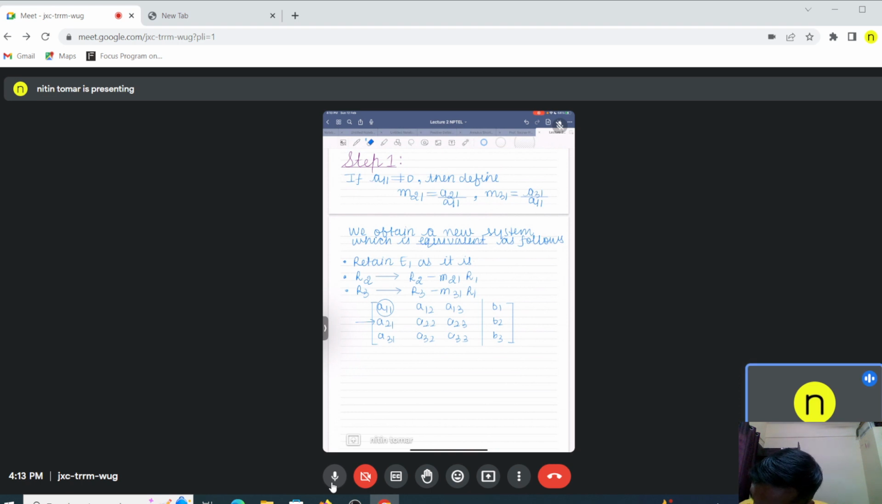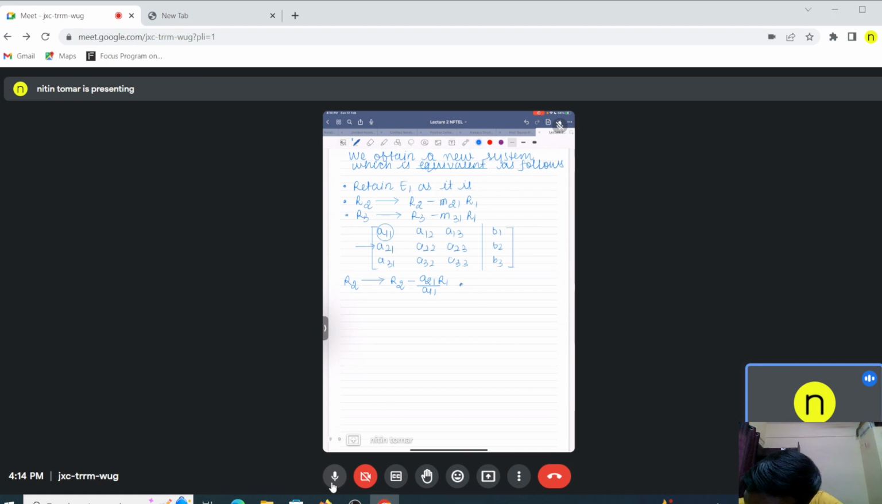So how will you do the computation if you were to make it 0? You will divide R1 by a11, correct? And then you will multiply it by a21. Am I right or wrong? So that when you subtract it, this entry will become 0. Am I correct? And similarly, for R3, you will divide R1 by a11 and multiply by a31, then subtract.